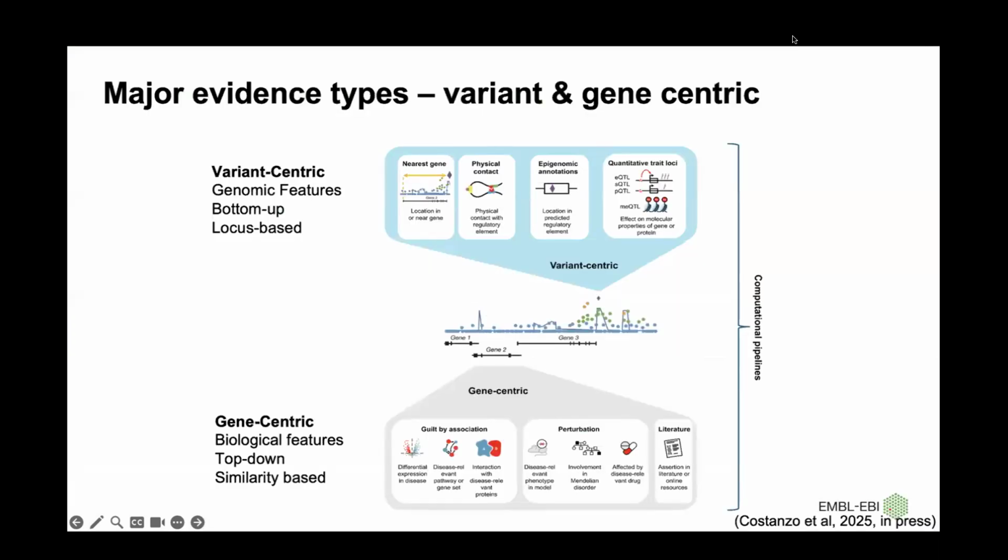So yeah, just a very small recap of some of the key things that Aoife mentioned. So we talked about having these variant-centric and gene-centric types of evidence. And here I'm just going to focus on the variant-centric evidence. So we can talk further on whether the gene-centric evidence is something that we want to focus on in future discussions.